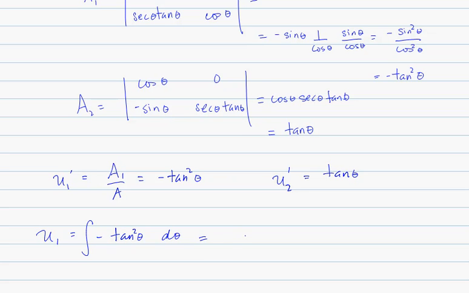Using a trig identity, this is the integral of 1 minus secant squared theta d theta, which is theta minus tangent theta.